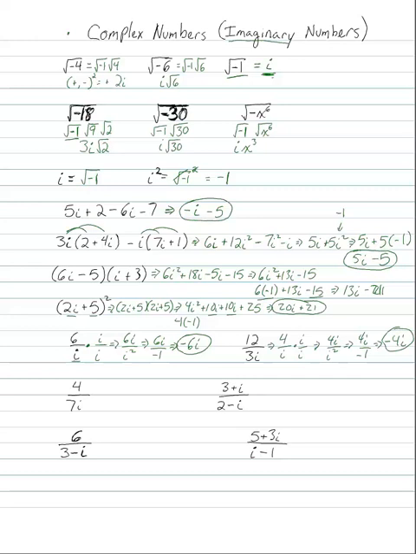Going to go ahead and try another one. So I have 4 over 7i. Again, start off seeing if I can simplify that fraction. I can't. Can't simplify the radical. My only radical is i. So the only thing I can do is rationalize.